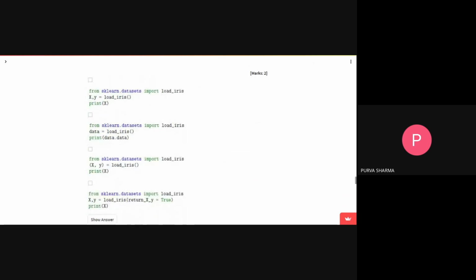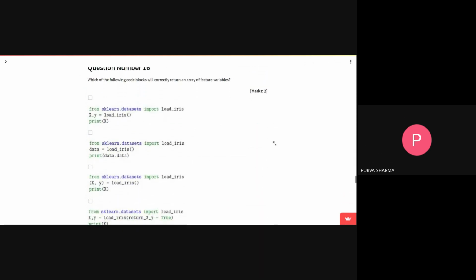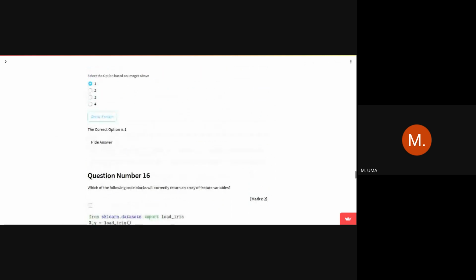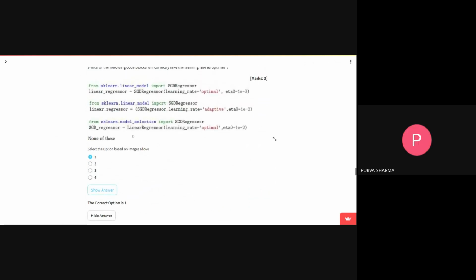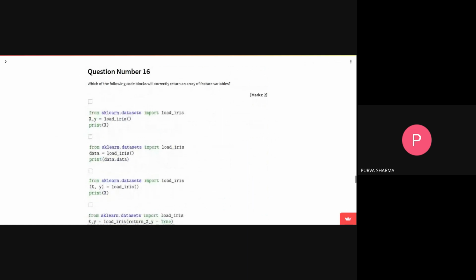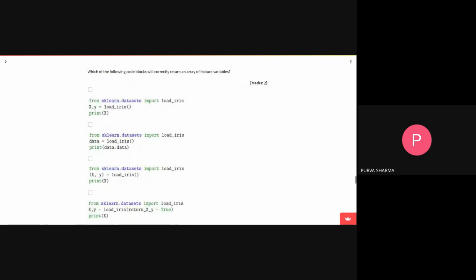Okay. Now the 16th question is this. The linear regression is given as a variable, just a name, right? It's not the function actually. That's why I got confused. In the first option, it is just a variable name. The function we're using is SGD regressor. Now the 16th question: which of the following code blocks will correctly return an array of feature variables?